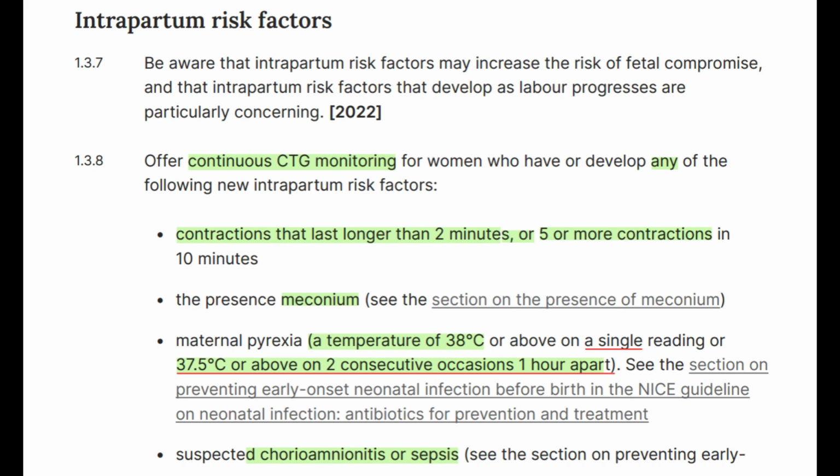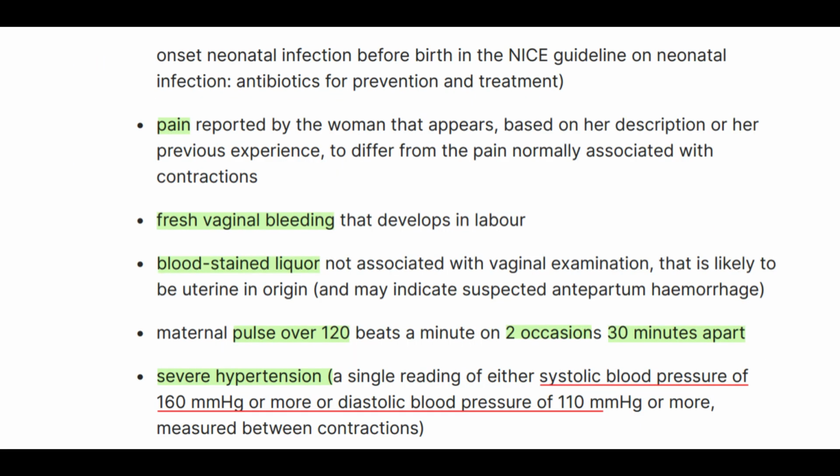Offer continuous CTG monitoring for women who have or develop any of the following new intrapartum risk factors: contractions that last longer than 2 minutes, or 5 or more contractions in 10 minutes. The presence of meconium. Maternal pyrexia, a temperature of 38 degrees centigrade or above on a single reading, or 37.5 degrees centigrade or above on 2 consecutive occasions 1 hour apart. Suspected chorioamnionitis or sepsis. Pain reported by the woman that appears, based on her description or her previous experience, to differ from the pain normally associated with contractions.